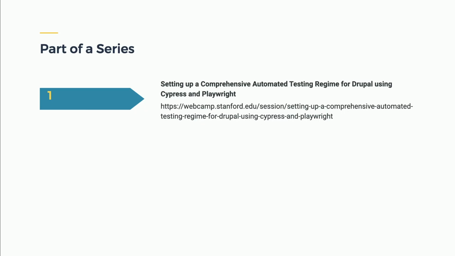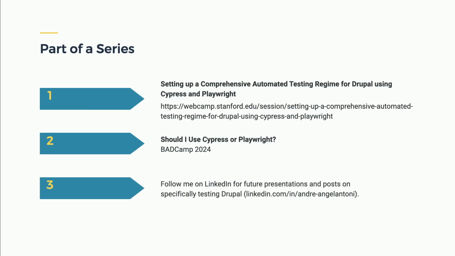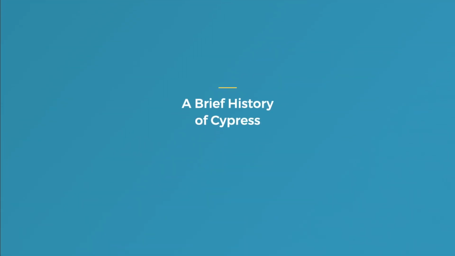Okay, so this is part of a series, as I said, setting up a comprehensive automated testing regime for Drupal using Cypress and Playwright. So that's available there. That's number 2: should I use Cypress or Playwright right now? Okay, and then I've got another couple in the works. So follow me on LinkedIn if you want to keep track of automated testing specifically for Drupal. So that's my mission, to get Drupal and automated testing used by everyone. Okay, so let's go back to Cypress.